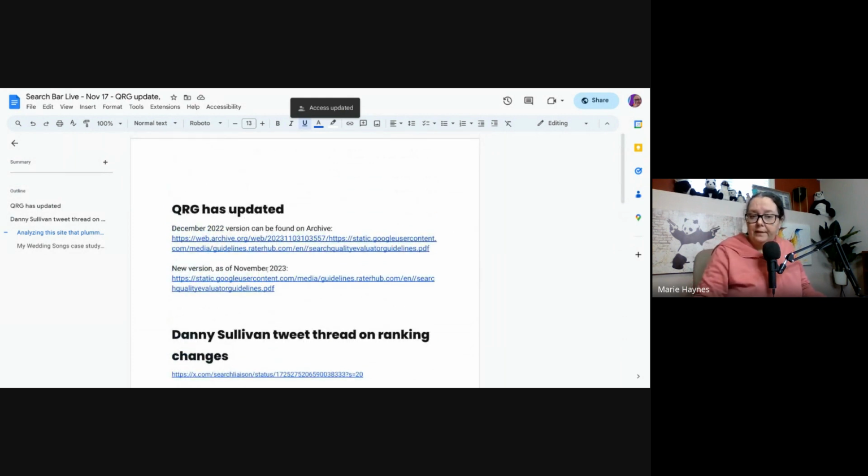Yeah, and then everybody always asks me where the old QRG is, and you can find them on archive. They're there on archive. So, yeah, people are always trying to find the old one to compare. So if you want to play around with using ChatGPT, I tried putting them both into Claude, and it was too big to look at both.